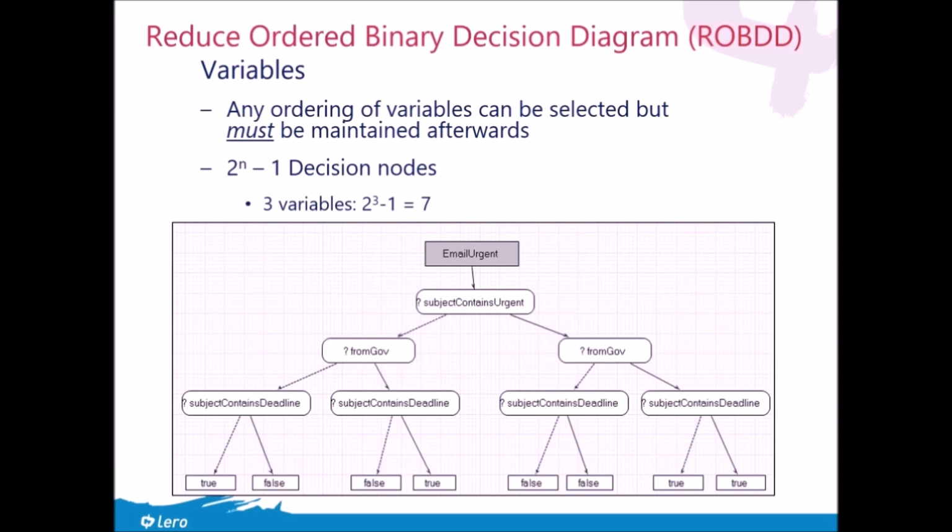So again, we had our function, which is our root, email urgent, and it goes down to subject contains urgent. And again, as we saw earlier with the decision tree, you have your true, false, going down to the from gov, and again we have our true, false, and then we go down true, false, false, true, false, false, true, true. So this is the same as the function we had before.